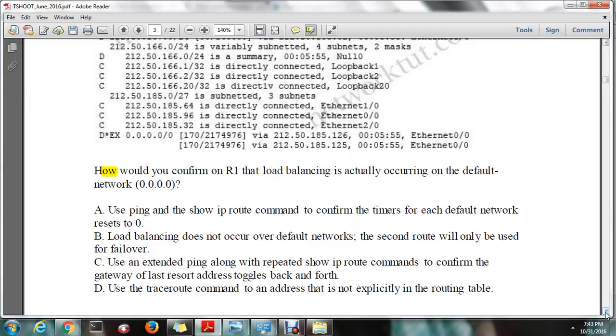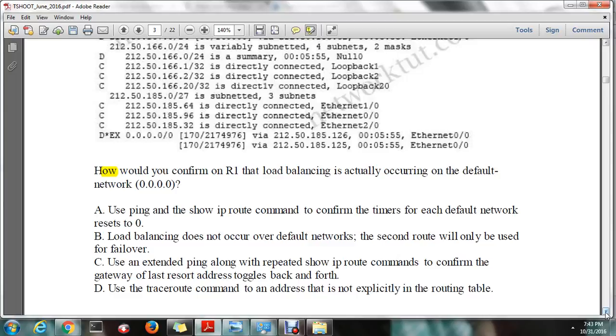Then, use an extended ping along with repeated show IP commands. This first one and C are almost the same. The ping command is not going to check for load balancing. The ping command is helpful only to check connectivity, reachability, and how many hops away it is. If you are pinging google.com, even with one service provider, the value will keep changing.